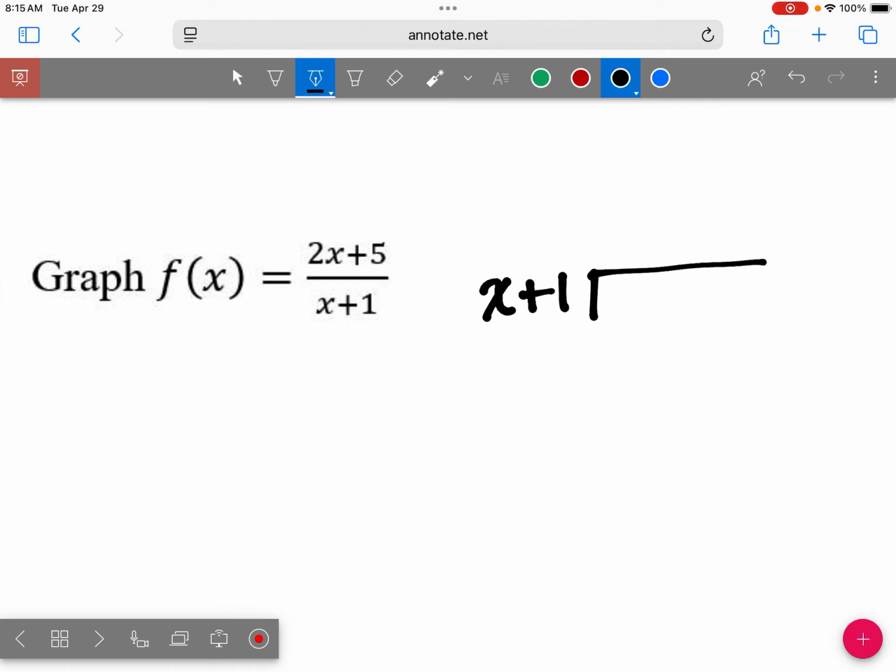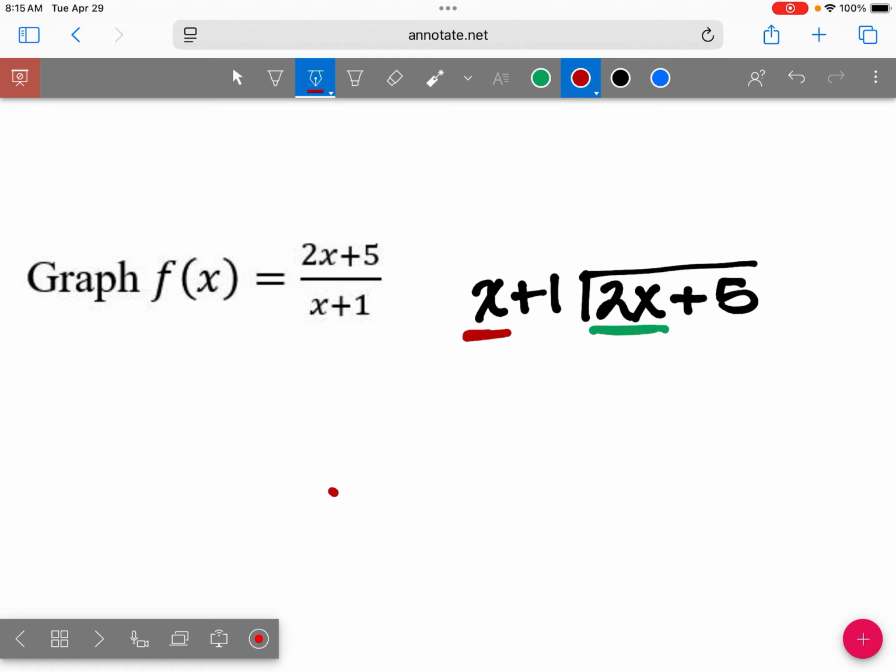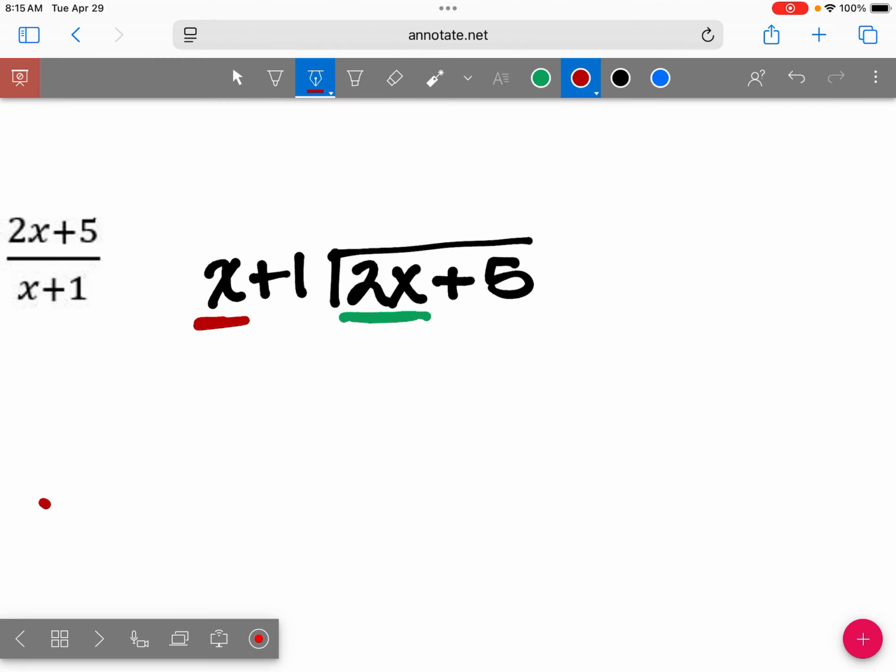All right, so we're going to take that x plus 1 and divide that into 2x plus 5. And then we divide the first term. So I'm going to divide 2x by x. So let's do that off to the side. So we're going to take that 2x and divide that by x. What do you think we get when we divide 2x by x?